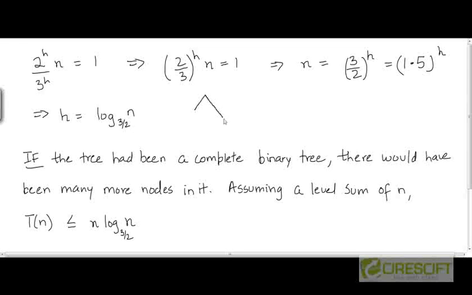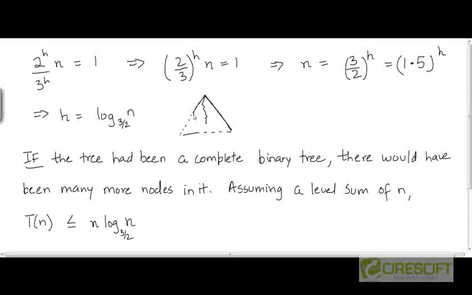So if this is the leftmost path, the rightmost path is going to look something like this. And in general, some other paths may have intermediate path lengths. Now, if the tree had been a complete binary tree, assuming that the height of the tree would be log of n to the base 3 by 2, consider a complete binary tree with this height. Such a tree would have been a perfect triangle where all the nodes except for the last level would have had 2 children, and all the leaves would have been at this height.